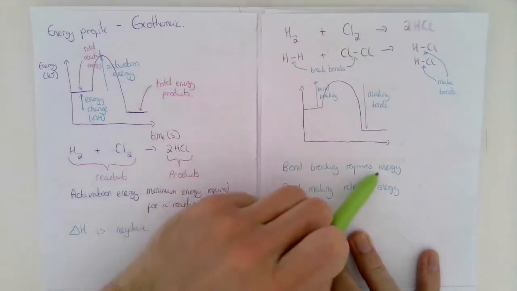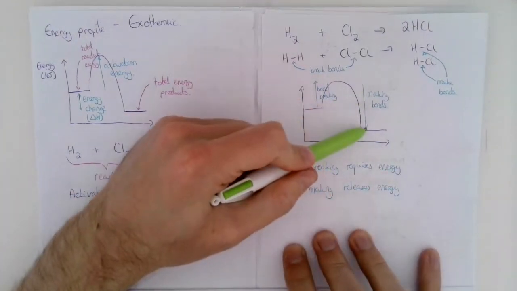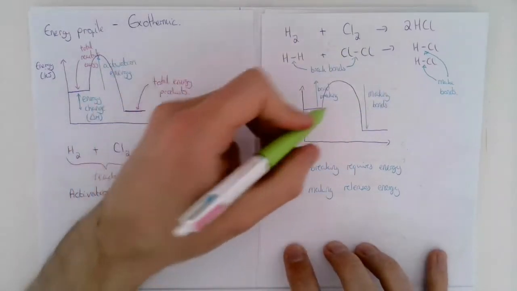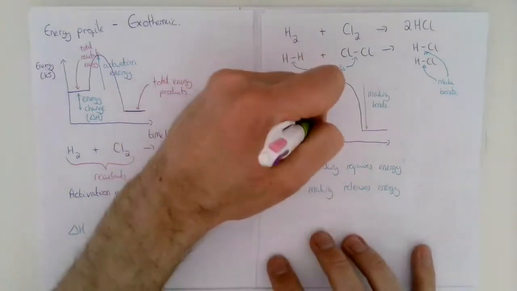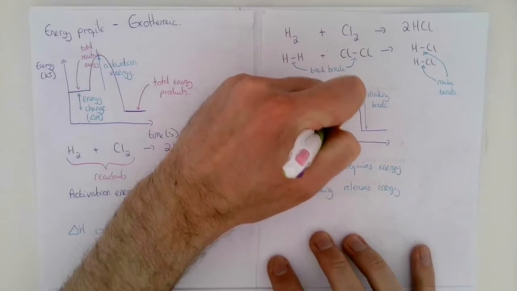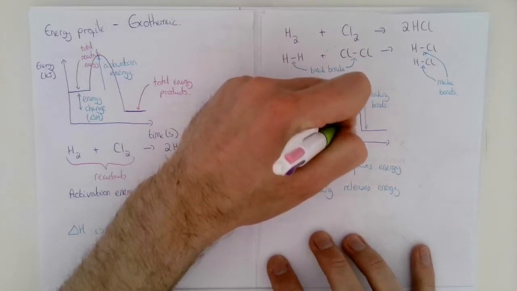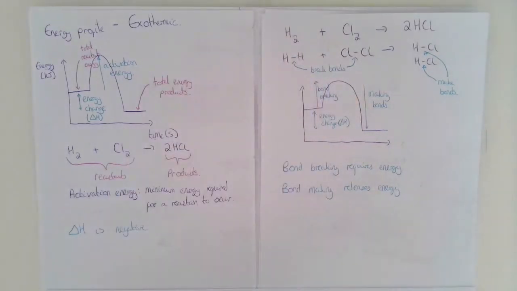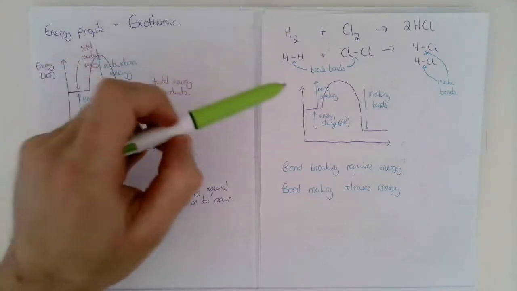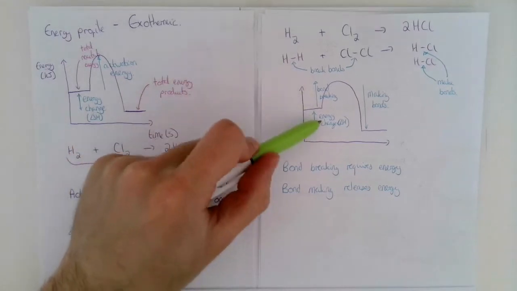So bond breaking requires energy. It takes in energy to break the bonds, and then it releases energy when you make the new bonds. That's what's actually happening in this reaction. And then we said previously that this gap here is the energy change, delta H. So I said at the start we're going to talk about why this is an exothermic reaction, and we can do this now. So this is an exothermic reaction, which means delta H is negative.